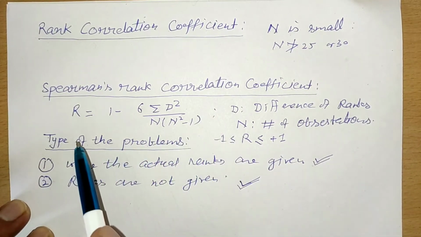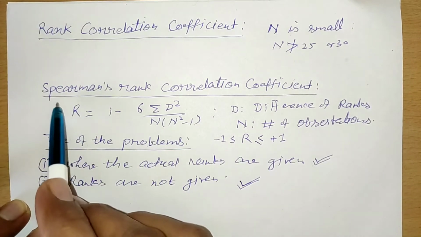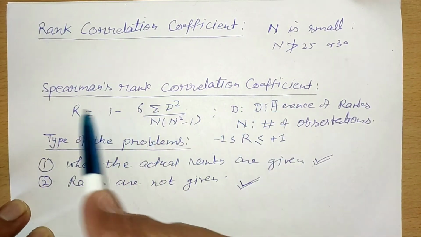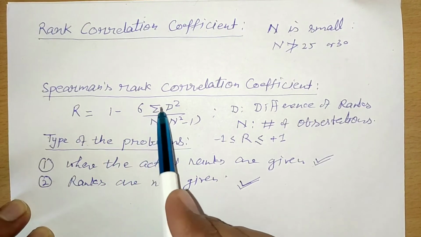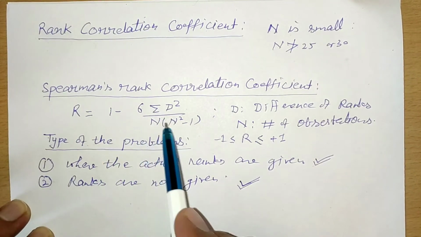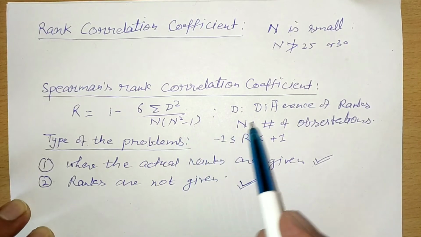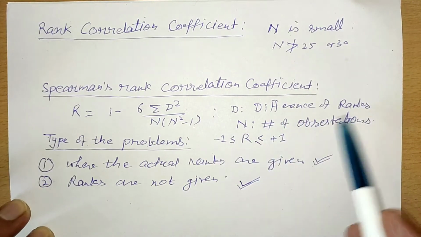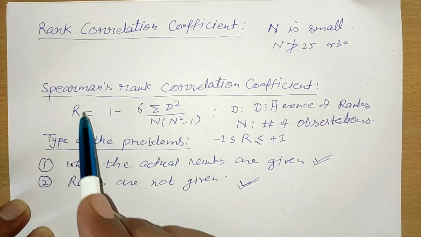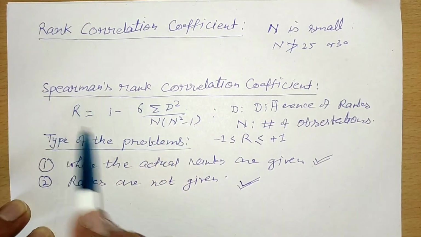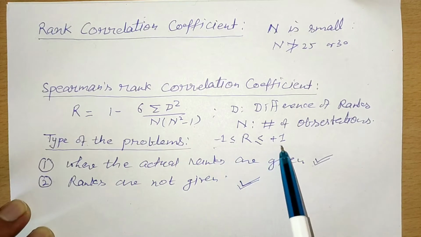So what is the formula through which you can use Spearman's rank correlation coefficient? This is the formula: R equals 1 minus 6 times summation d square upon n times n square minus 1, where d is the difference of ranks and n is the number of observations. And we must remember, the value of R always lies between minus 1 and plus 1.